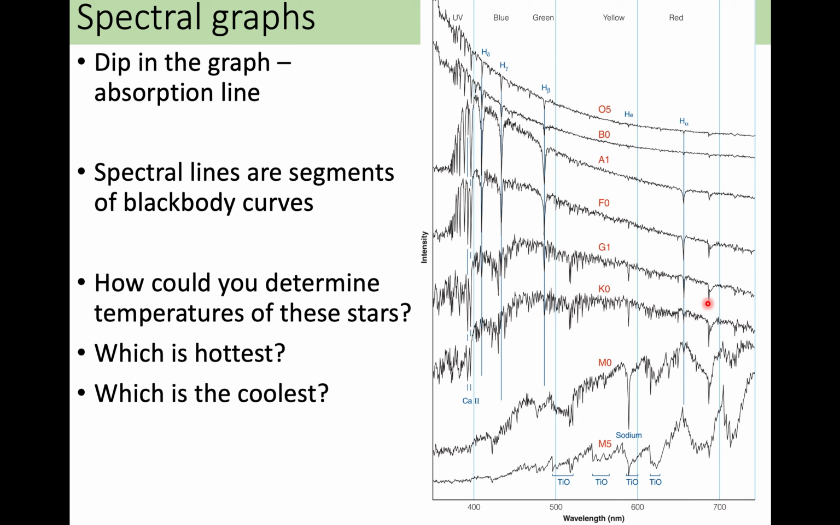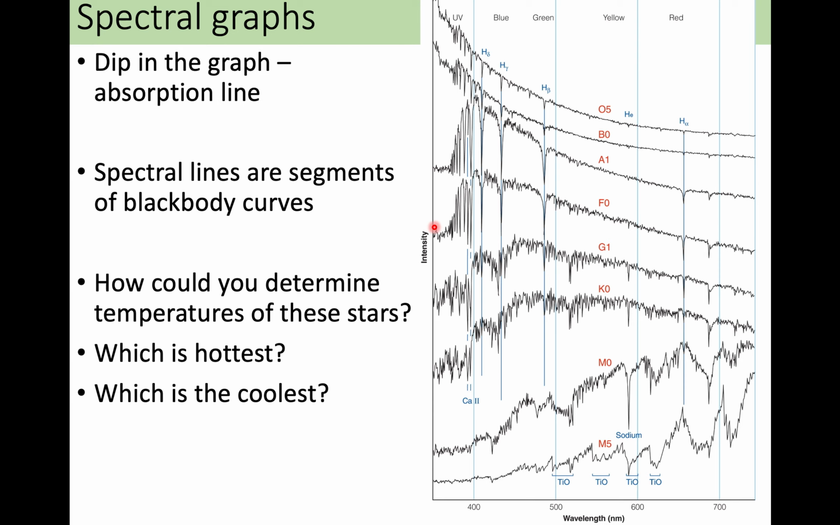So we can also do this looking at spectral graphs. So we know that where we see a dip in our spectral graph is where we have an absorption line. So if we look at these spectral graphs, these spectral lines of different stars, here we have an O star all the way through an M star, plotted here in intensity and wavelength on the X. We can actually still see our hydrogen Balmer lines.